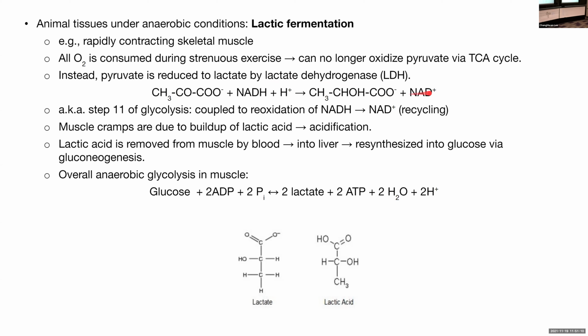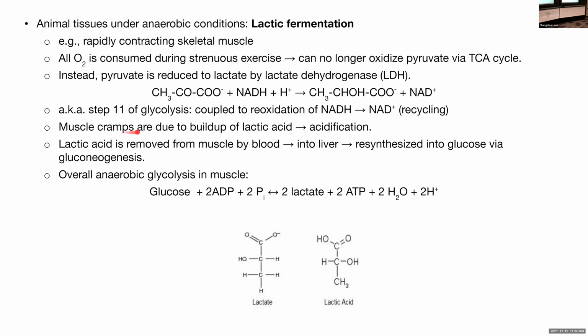And here's basically the reaction. And this process is also known as step 11 of glycolysis. And as you can recall, glycolysis comprises 10 steps, right? So it can be considered as happening on the next step, which is coupled to reoxidation of NADH to NAD plus. So it's the same thing as the alcohol or ethanol fermentation, where the end product, the NAD plus, can be recycled in glycolysis.